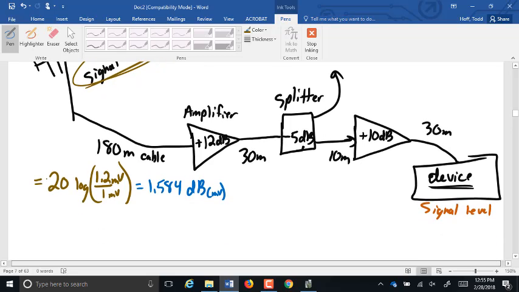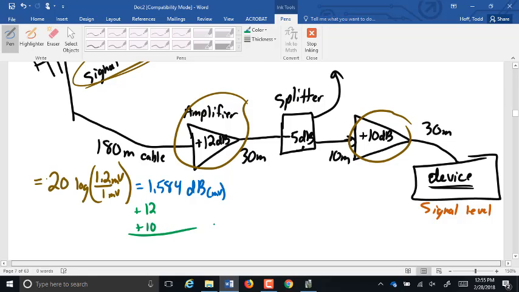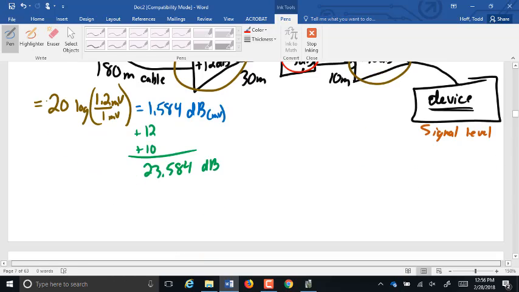Now we need to know the gains and the losses. We have gains of 12 and 10 here. So to this, I'm going to add 12 and add 10. That puts me at 23.584 dB. There are two losses here. One of them is the negative 5 dB on the splitter.